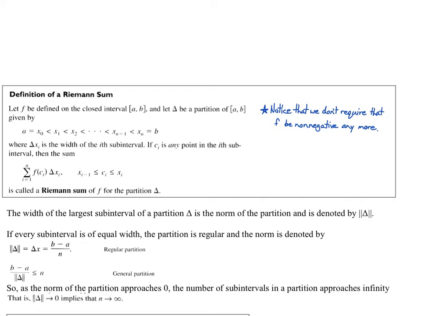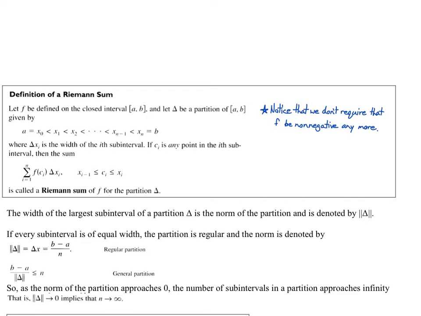So let's talk about the width of this. The width of the largest subinterval in the interval from a to b is called the norm of the partition. The one above started out really narrow, and then they got bigger the further you went. So the width of that last one was the norm of the partition. And we have notation for this, the magnitude of delta, or the norm of the partition.